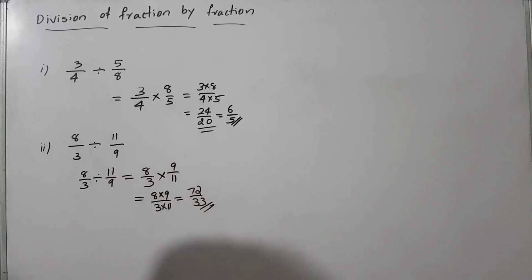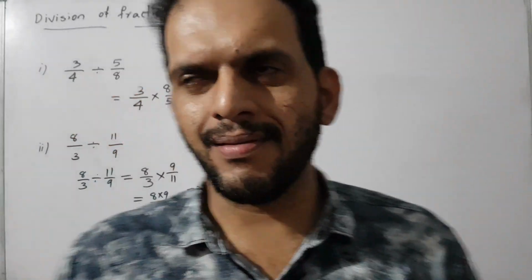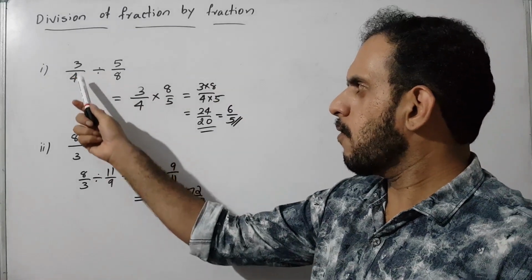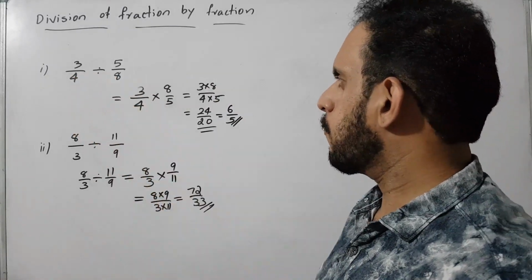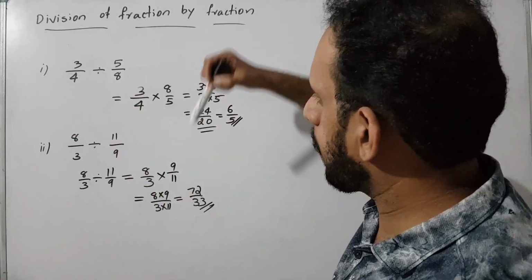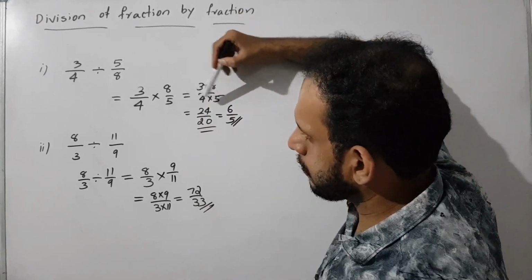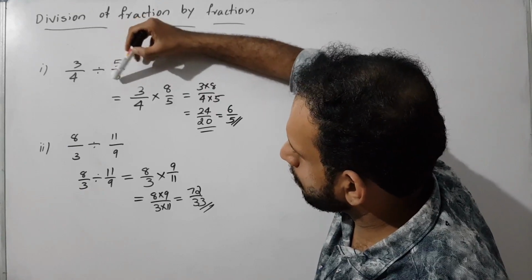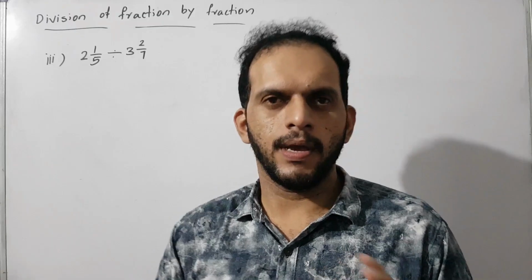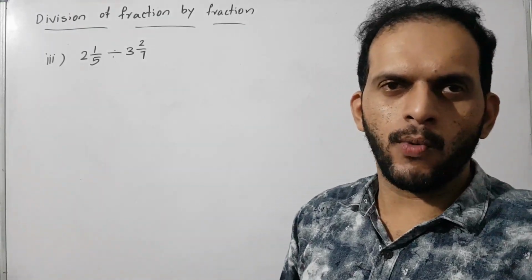Now we got the idea like this. Then it is very easy to write the answer. Just listen. 3/4 divided by 5/8. For getting the answer, what do we multiply? 3 into 8 by 4 into 5. Correct? That is 3 into 8 by 4 into 5. Okay. We are doing one more example.